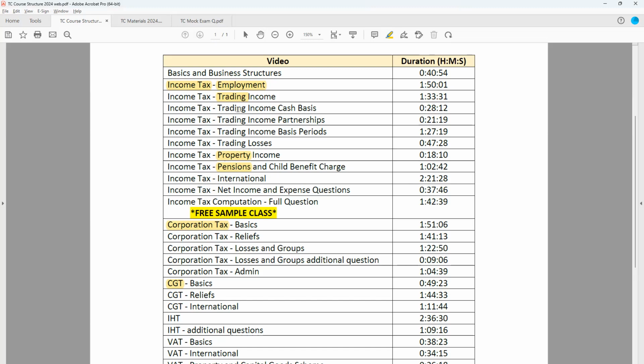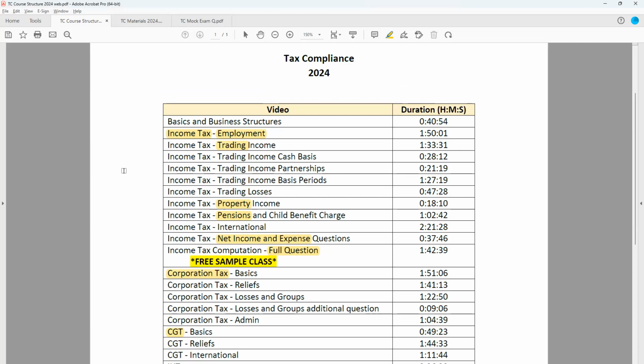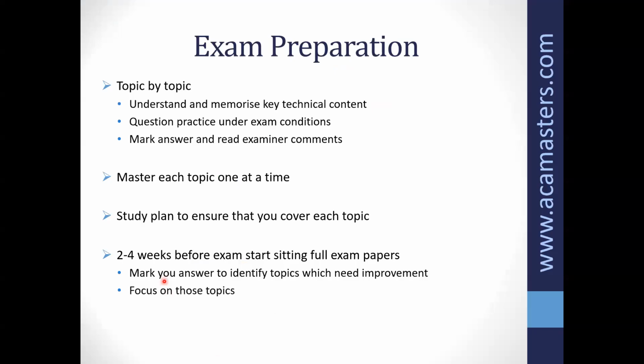Sometimes you might be breaking it down into a topic or breaking it down into a specific question type, like the net income and expense questions, or where you have to do the full income tax computation, covering all of the different schedules of income. So doing it like this will make it much more manageable in terms of your preparation.